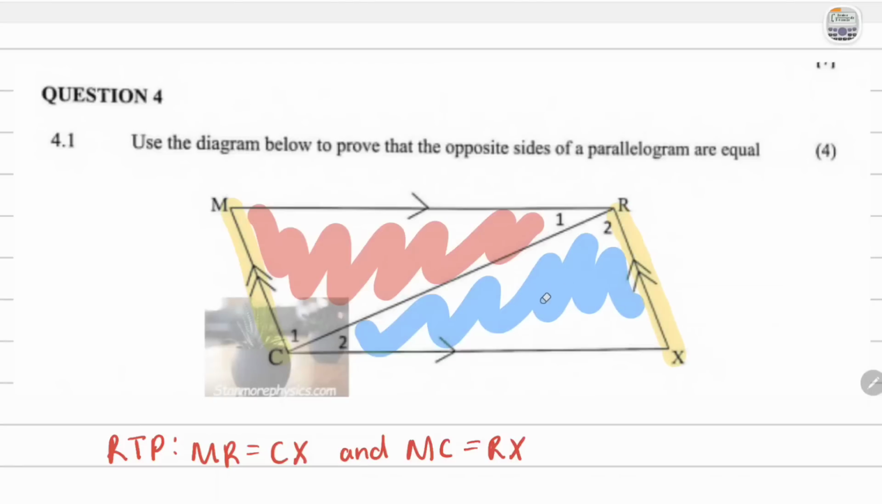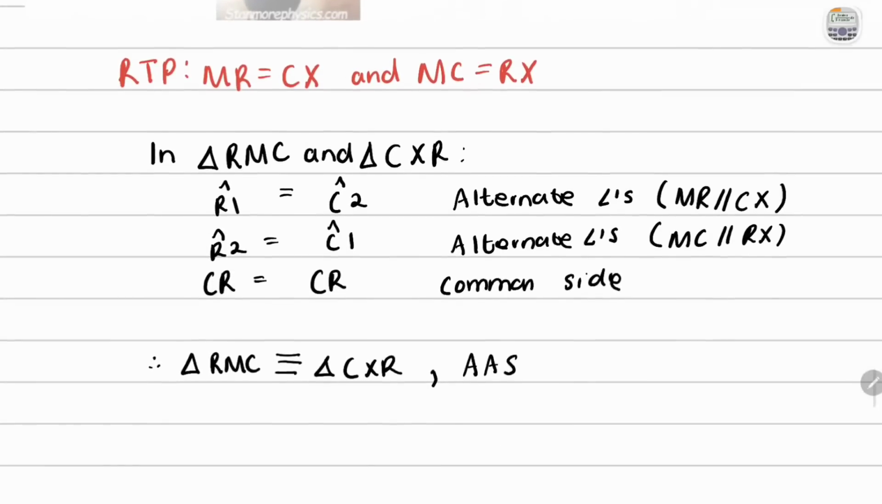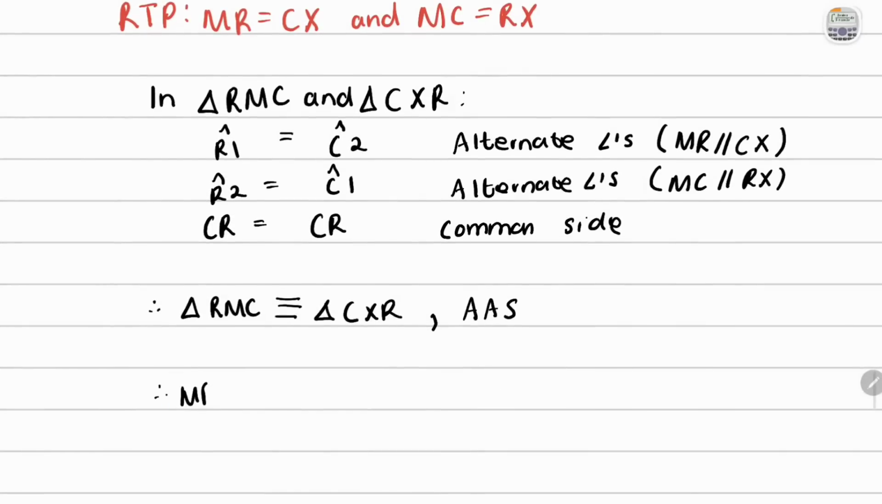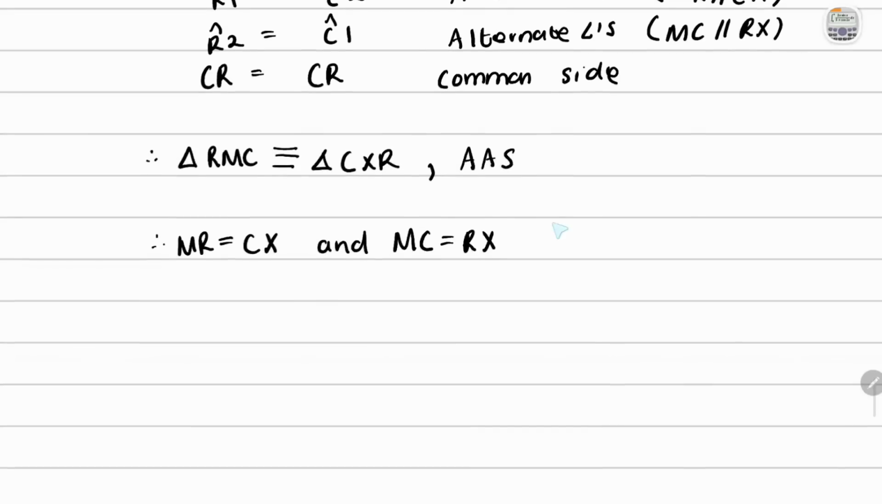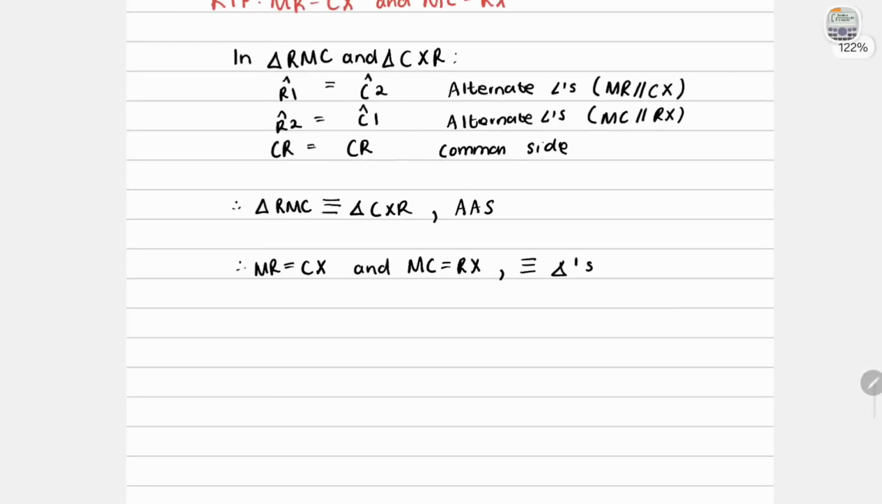Because you see this blue triangle, if you picked it up and flipped it over so that this line RX lies perfectly with this, you will see that these two triangles are really just the same triangle. This is just positioned like that, and that is just positioned like that. So that proves that MR is indeed equal to CX and MC is equal to RX, because we have congruent triangles. And that is our answer.